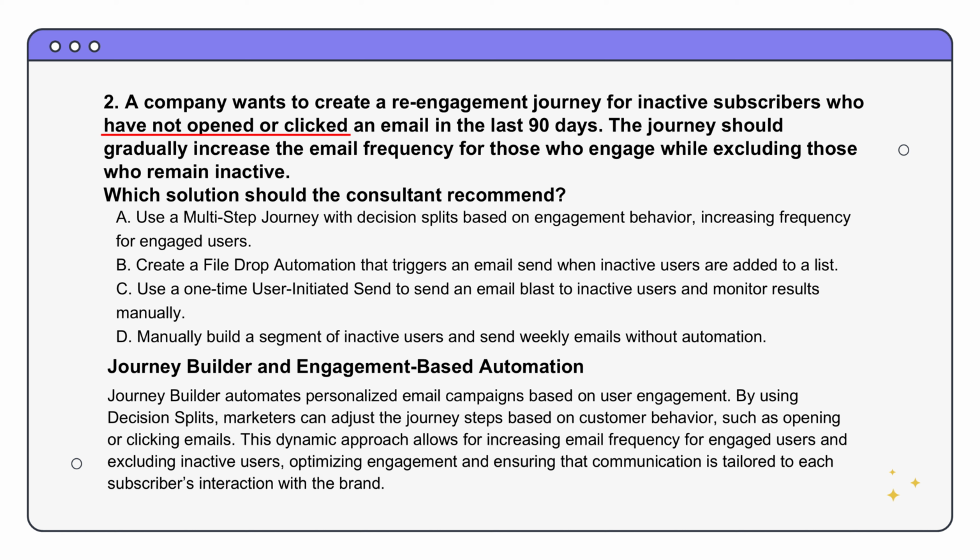And their goal is to gradually increase the frequency of their emails for those people who start to show signs of life. So rewarding those who re-engage. Right. But at the same time, they want to stop emailing altogether those subscribers who continue to be unresponsive. Don't want to annoy them further, right? Exactly. So the question gives us 4 options for how to approach this.